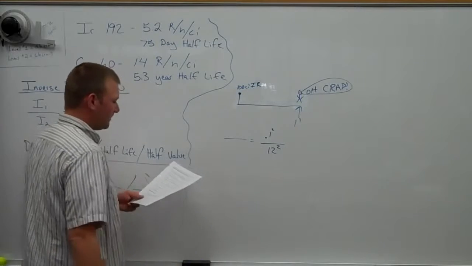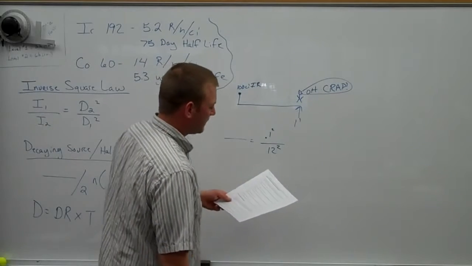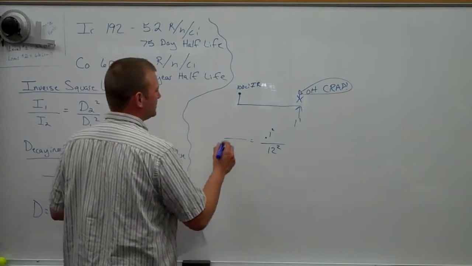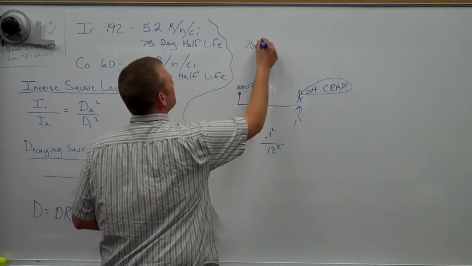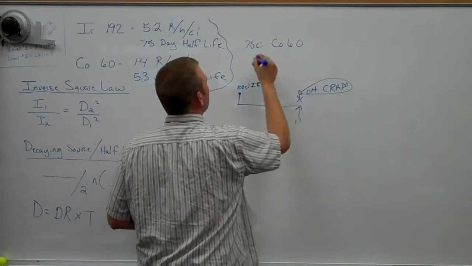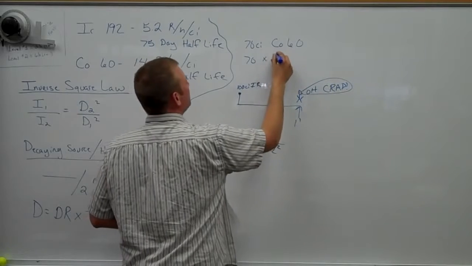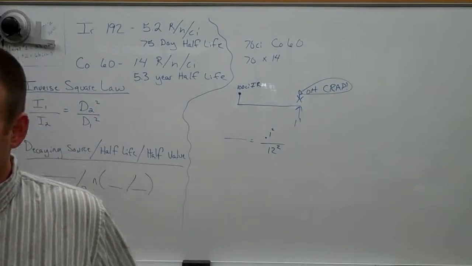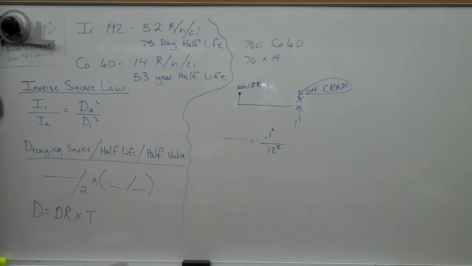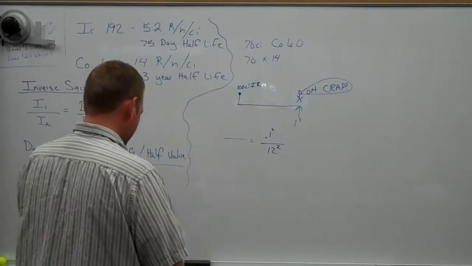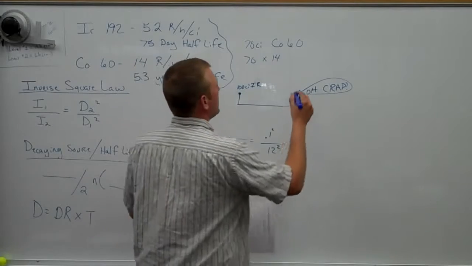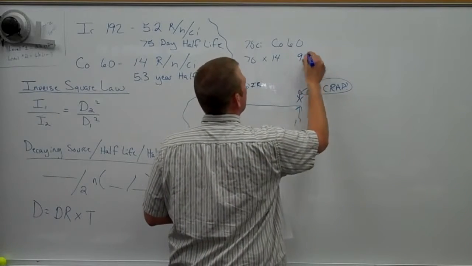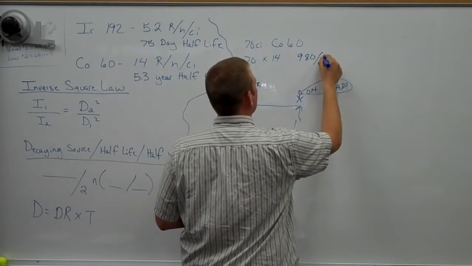First question says something to the effect of calculate the dose at the surface of the capsule containing 70 curies of cobalt-60. So 70 curies cobalt-60. Simple enough. 70 times 14 gives us a value of, I left my calculator over here. Tend to do that from time to time. 70 times 14 is 980 Rankine per hour.